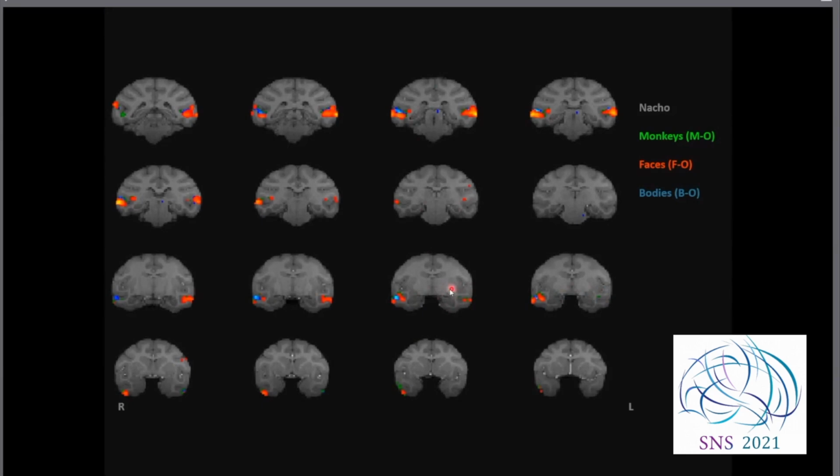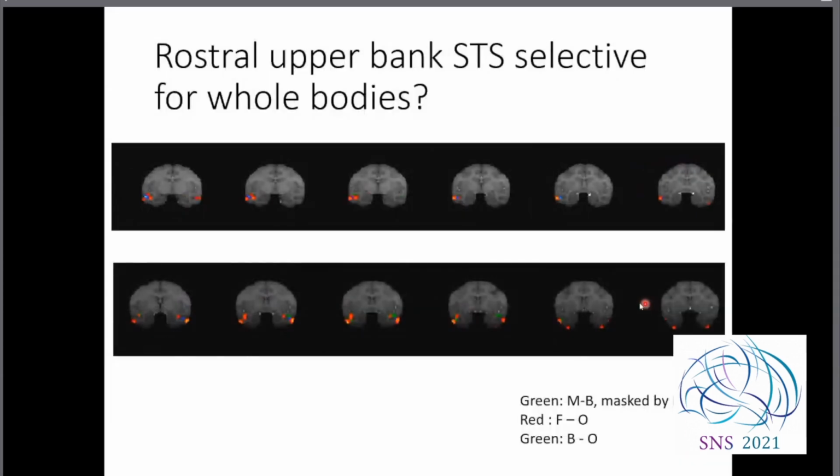So indicating that there is maybe here in the upper bank of the superior temporal sulcus, you might have a region here which responds more strongly to monkeys compared to only faces and only bodies. And in fact, to visualize that, we subtracted the bodies from the monkeys and the faces from the monkeys, and then we superimposed again the faces and the body patches.